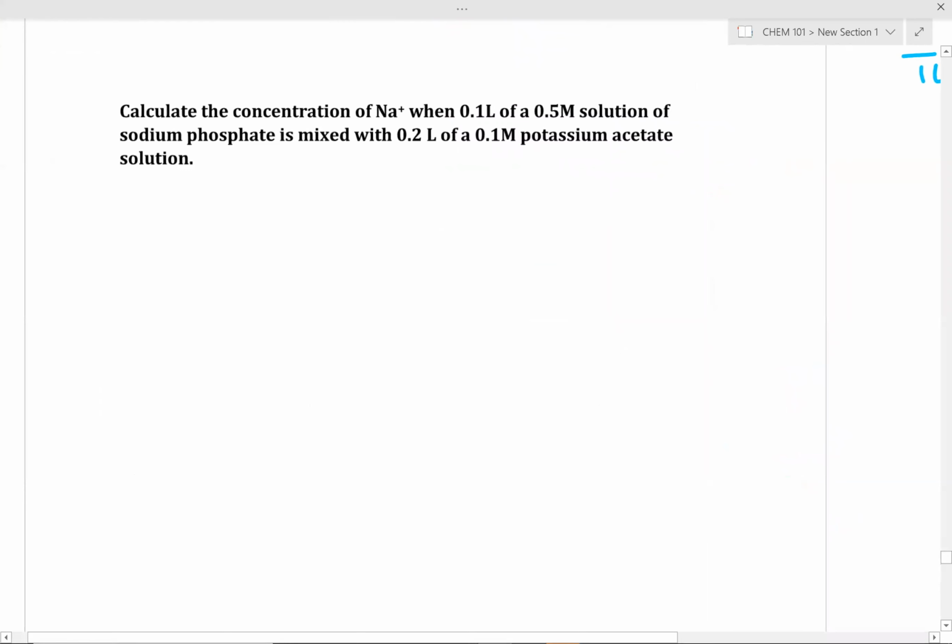Here we go. So in this problem, we're asked to calculate the concentration of sodium plus when 0.1 liters of a 0.5 molar solution of sodium phosphate is mixed with 0.2 liters of 0.1 molar potassium acetate. Okay? So we're going to need to consider and write out each of the formulas for our compounds and then calculate the total moles of ion in each solution and the total volume.